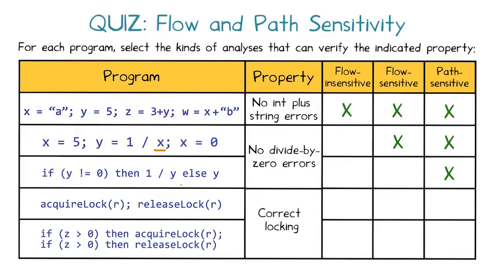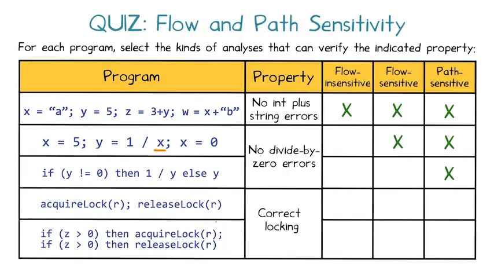However, a path-sensitive analysis would be able to tell the difference if we were to swap the positions of 1 divided by y and y in the if-then-else expression. In particular, it could prove that if 1 divided by y is in the y not equal to 0 branch, then an error would not occur.